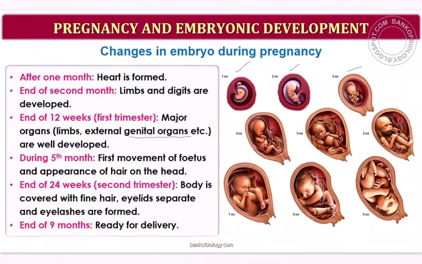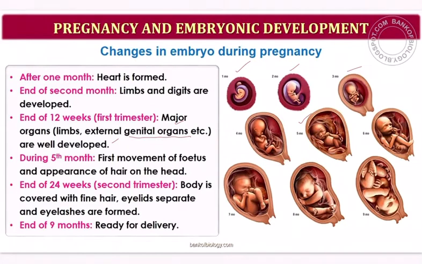The end of 12 weeks, that is first trimester. So it's a major development. We call it first trimester, first 3 months. And what do they do? Limbs will be formed, external genital organs will be formed, and the limbs are well developed as you are seeing here.